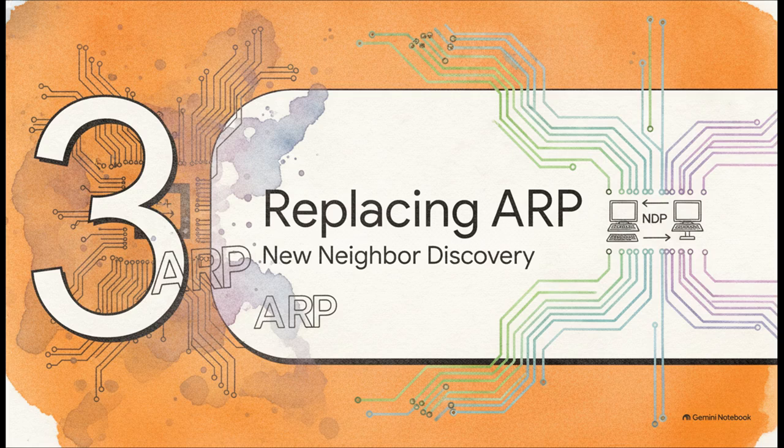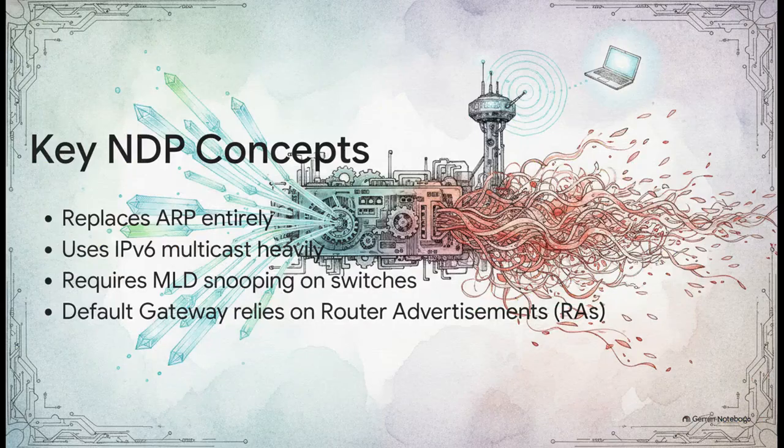Section 3, replacing ARP with the new Neighbor Discovery Protocol. With ARP officially gone, you need to be aware of the new dependencies NDP brings to the table. It uses multicast extensively. That means your switches absolutely require MLD snooping. Without it, the switch is just going to flood NDP traffic to all ports and completely tank your network performance. On top of that, your default gateway now relies entirely on router advertisements, or RAs. If those RAs drop or a router sends one with a lifetime of 0, your host will silently lose its default route. There's no explicit DHCP gateway renewal here.